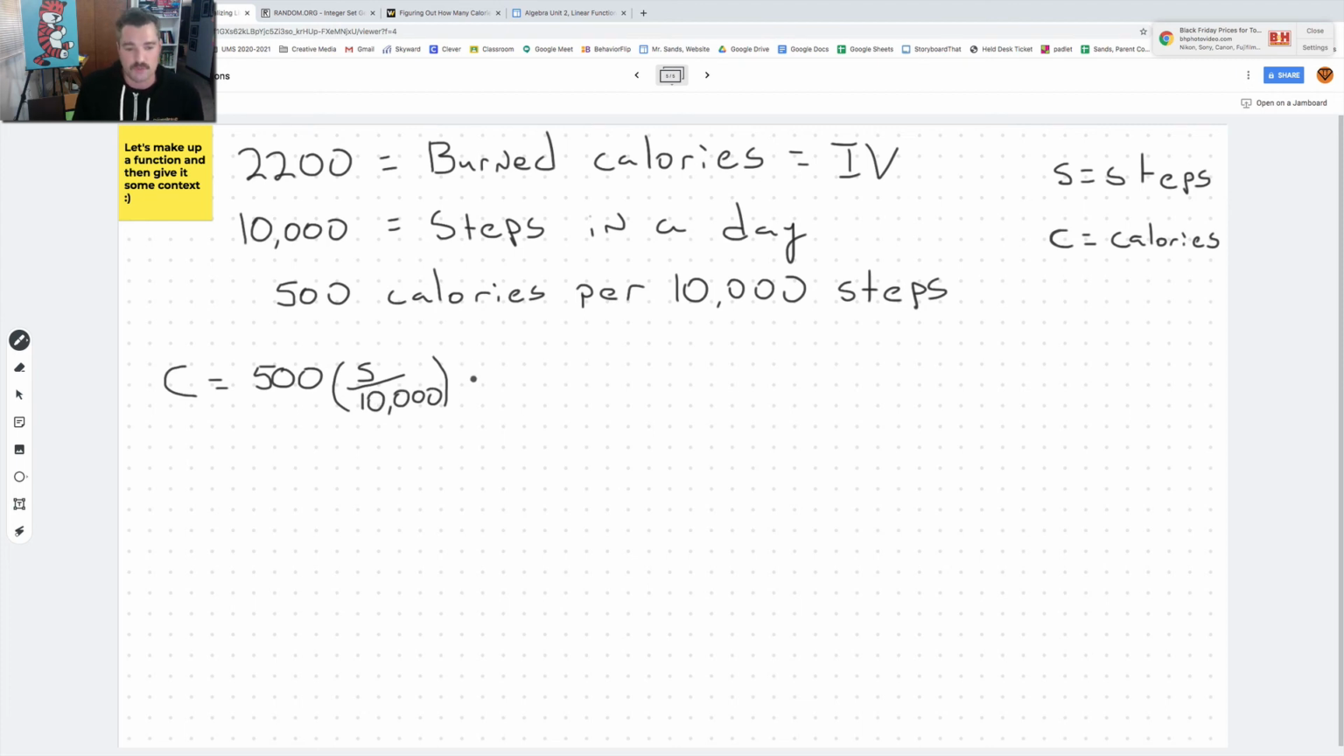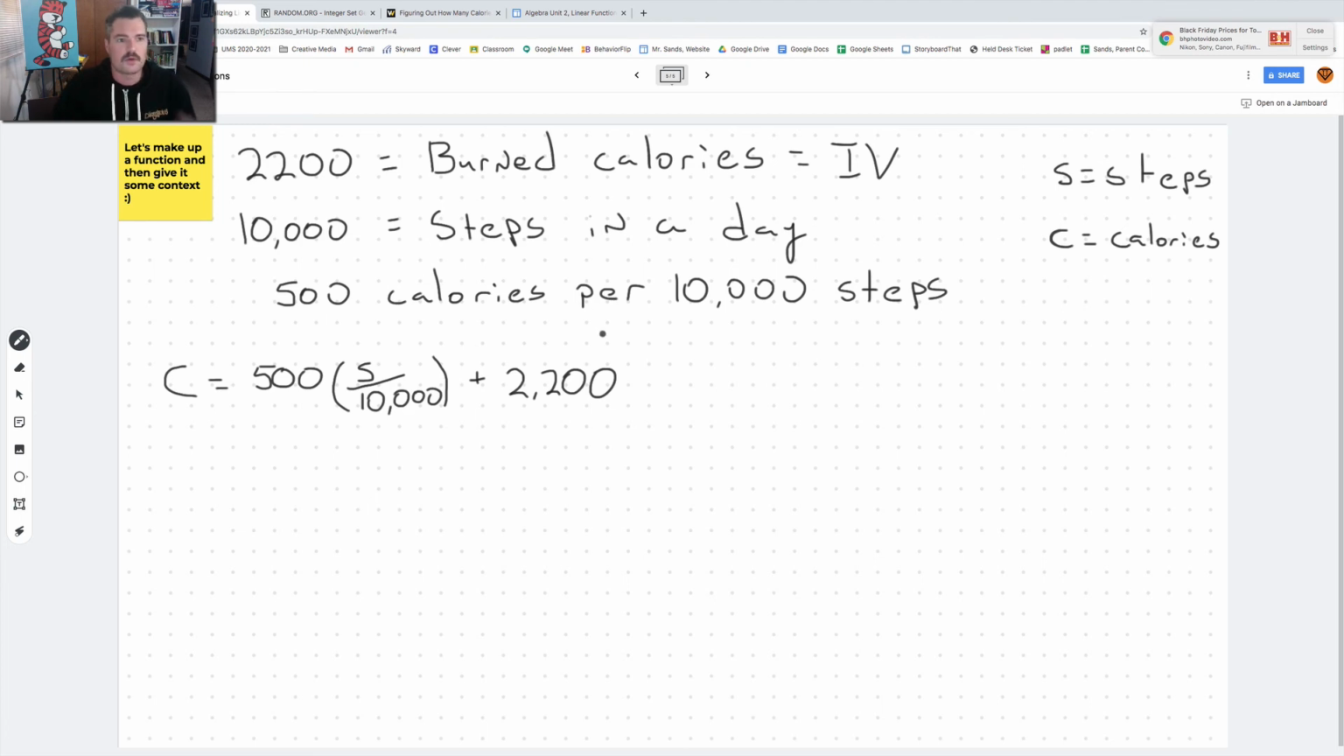And then I'm going to add that to my initial value of 2,200. So now I've got an equation, and I could even simplify this if I wanted to, because 500 divided by 10,000, what would that be? Top of my head, 0.05. So you could write it that way, but I'm just going to leave it this way because this kind of makes sense with everything that we've stated right here.